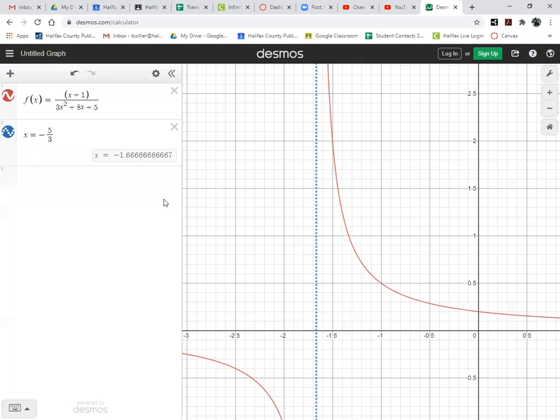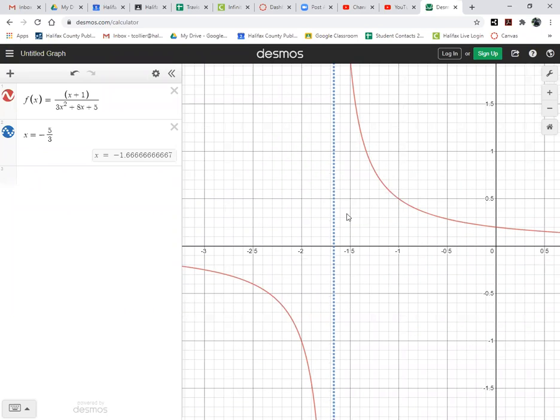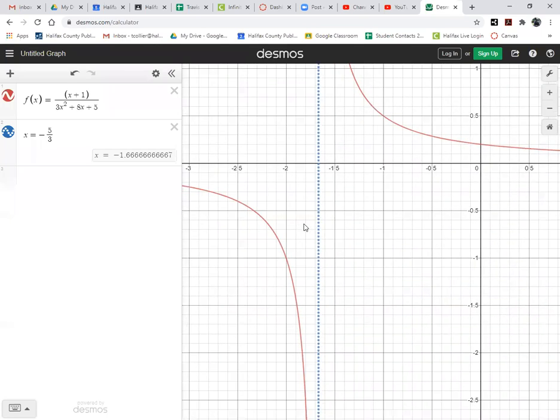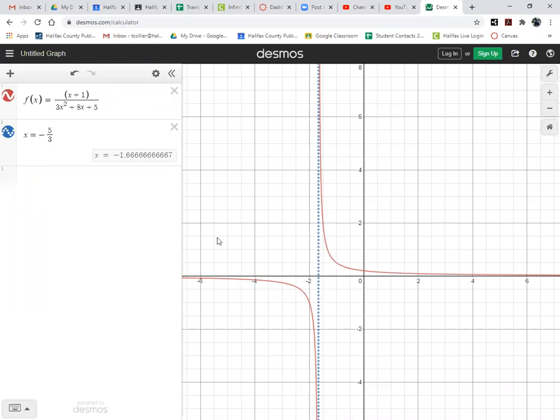So what happens when x is -5/3? You're basically dividing by 0 at that point, right? So the graph doesn't really have a value at -5/3. You're not really going to get a value. And that's why you can't really let x be -5/3 and get away with it. You're letting the denominator be 0, basically. Okay?